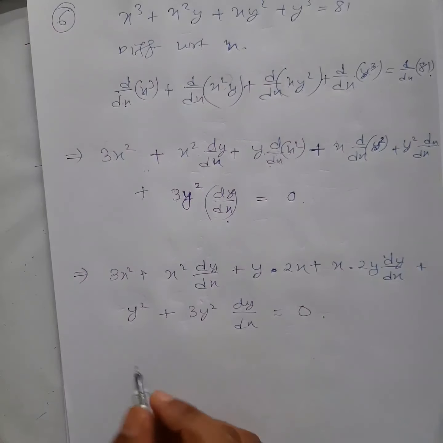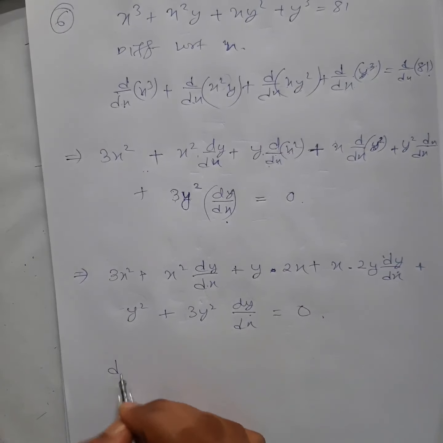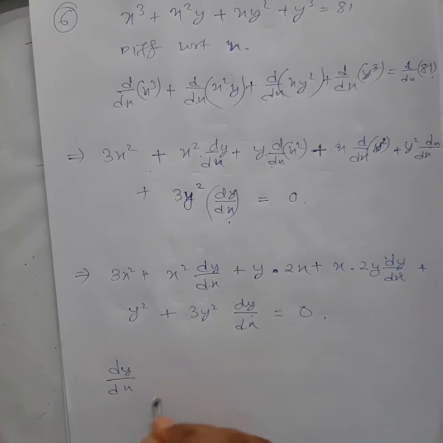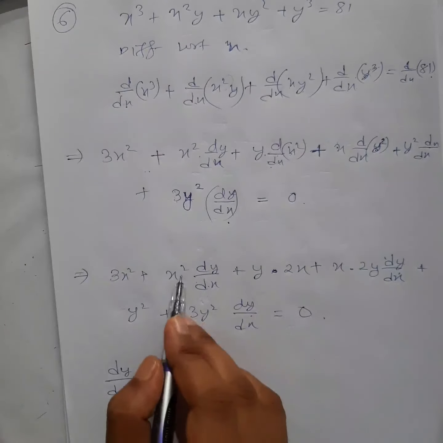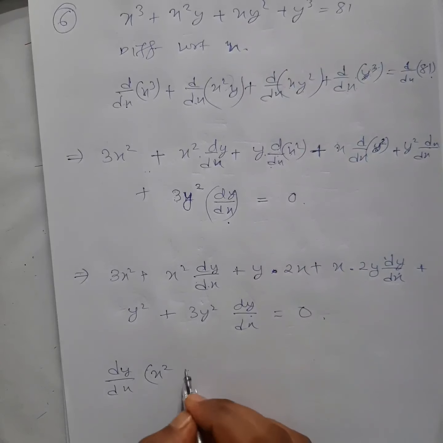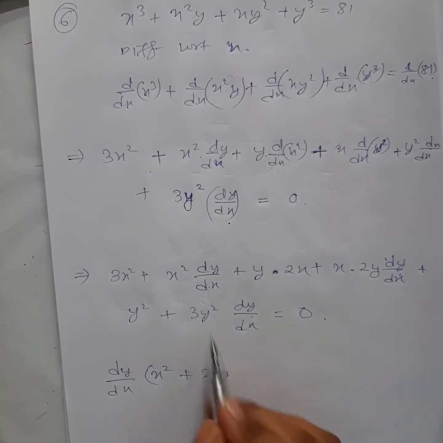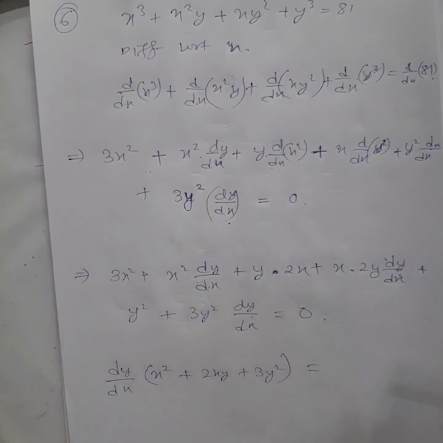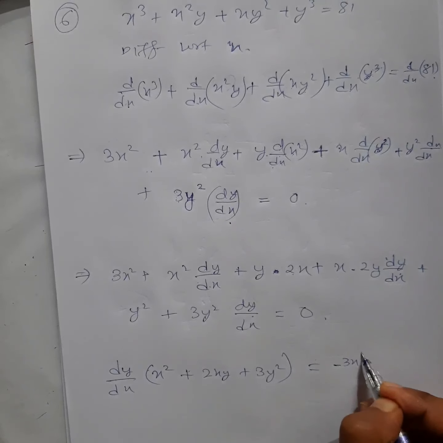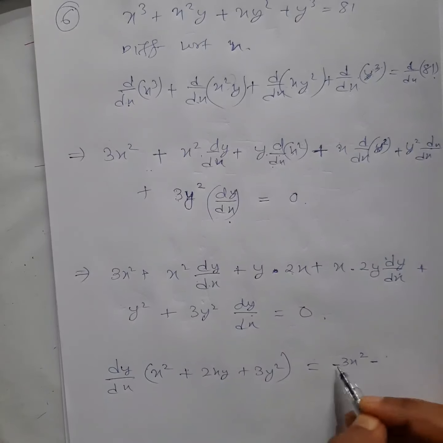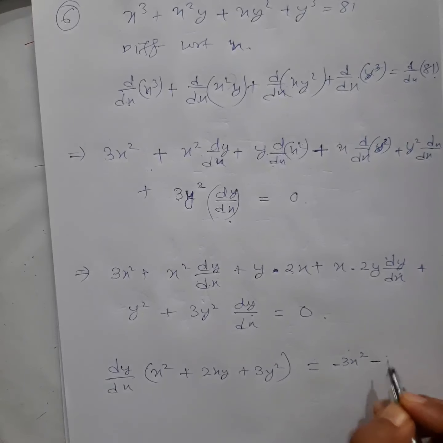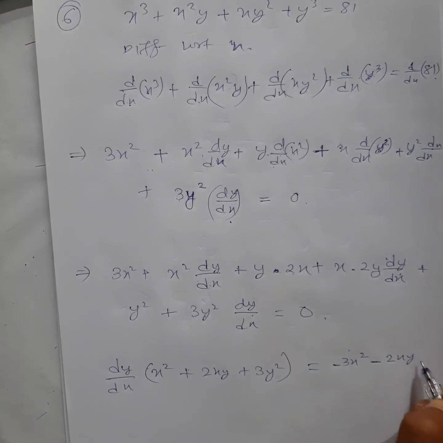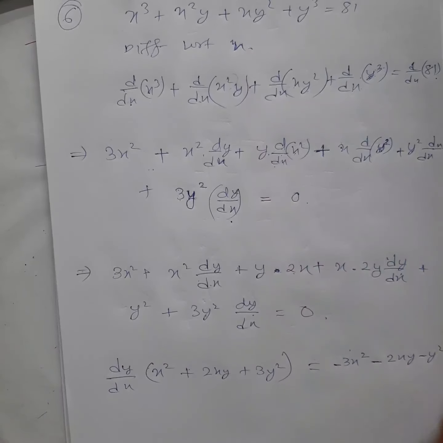So let's take dy by dx common, and the rest let's bring to the other side. If you take dy by dx common, what will be left out here? x square. Here what will be left out? Plus 2xy. Here what will be left out? Plus 3y square. Okay, equal to, the rest I will bring to the other side, this and this I will bring to the other side, so it will be minus 3x square minus, or shall we write in bracket? Okay, let me write separately, 2xy minus y square. Okay, done. Everything I brought to the other side.